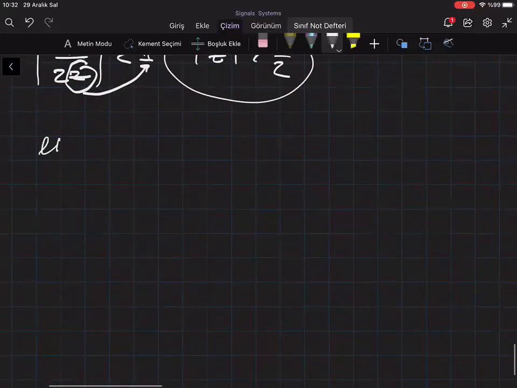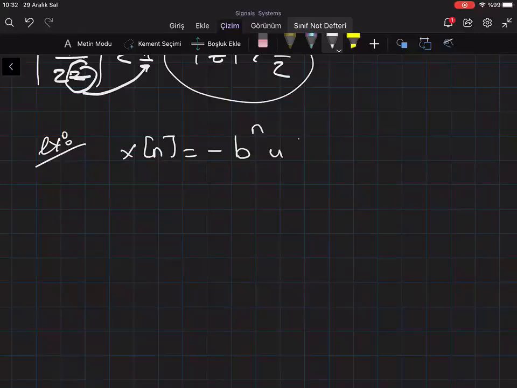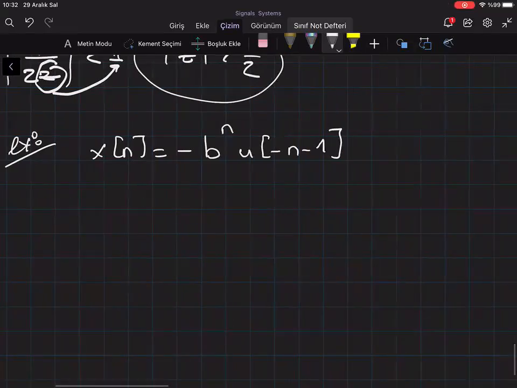If you remember, we had such signals, arkadaşlar. For example, b to the power n minus 1. Can you draw such a signal, arkadaşlar? Can you draw such a signal or a sequence? It depends on b, right? If b is greater than 1, it will be something like that.